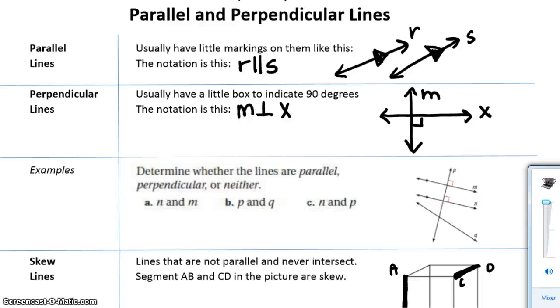Parallel and perpendicular lines are today's topic, so let's get started. First thing we're going to talk about is parallel lines, and parallel lines usually have markings on them.